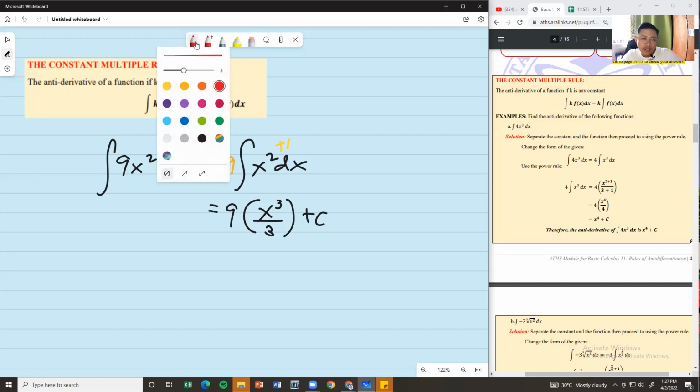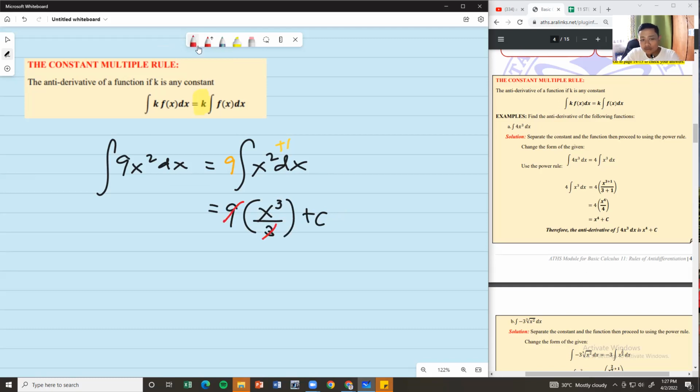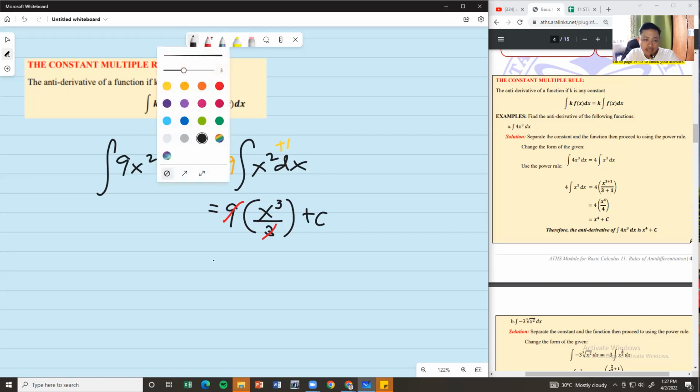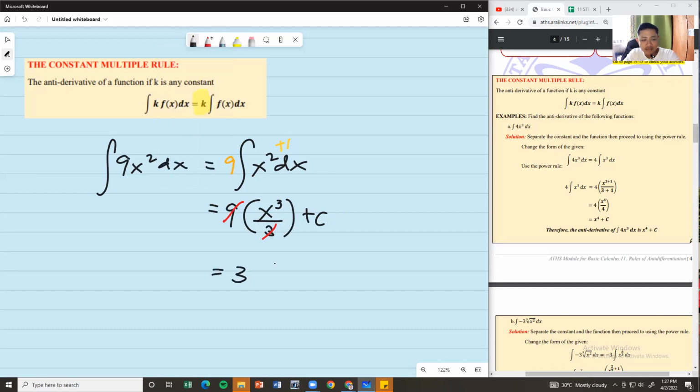I hope you noticed that 9 and 3 can be reduced. So 9 divided by 3, the answer will be 3. So this will become 3x squared plus c. So this is the value of our given. Show me a reaction if that's clear.